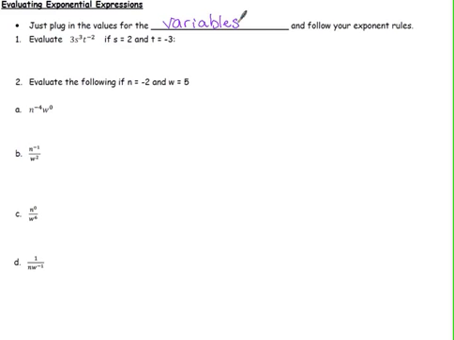So number 1 says evaluate 3s cubed t to the negative 2 if s equals 2 and t equals negative 3. Well, I'm just going to substitute in a 2 where my s is located and a negative 3 where my t is located. So I have 3 times, again, my s is 2, and that's raised to the 3rd power, and then t, which is a negative 3, raised to the negative 2 power.